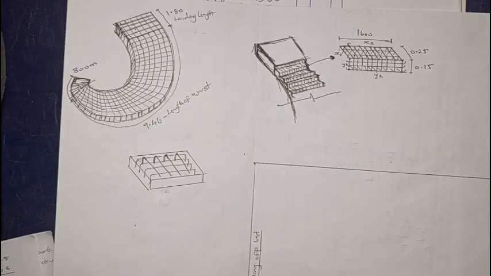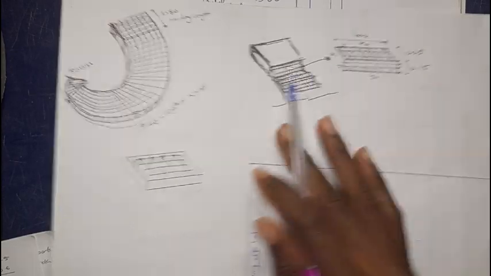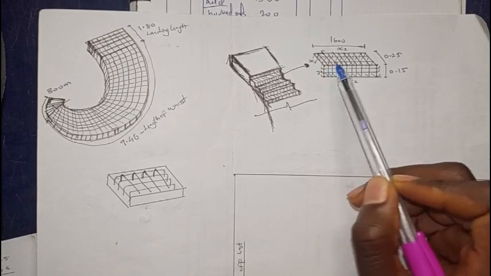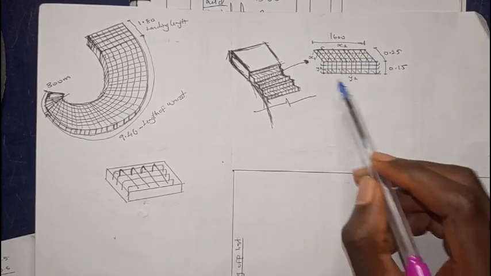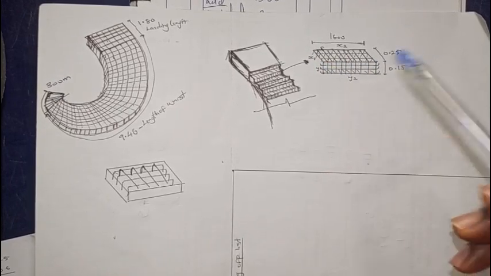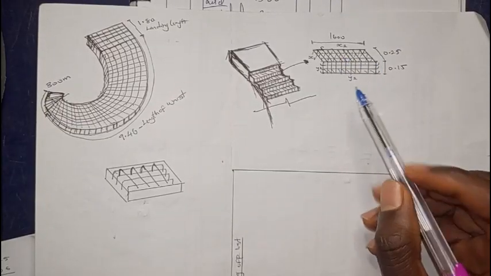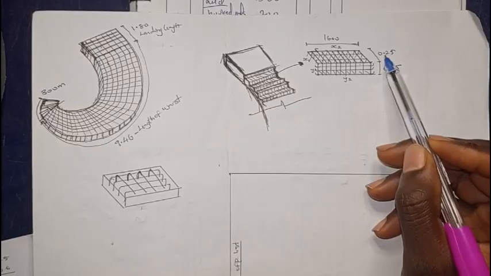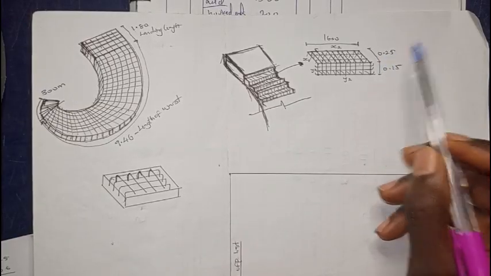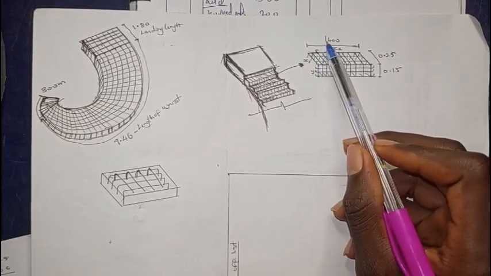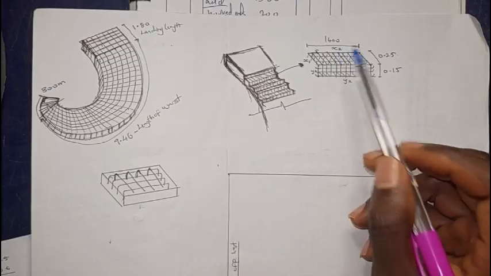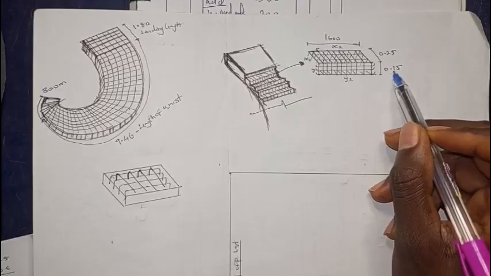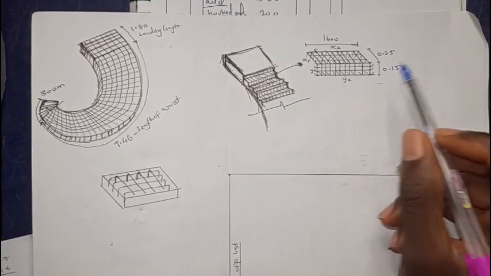At this point, we'll be going to the reinforcement for the steps. For the step, you have your thread and riser. Thread is where you step on and off. The average width is 0.25 and our length is 1.60, 1,600. And the height of the riser is 0.15. The length is also the same.